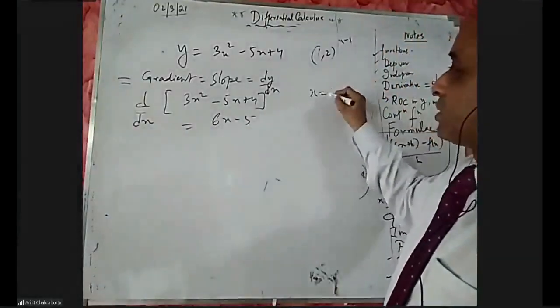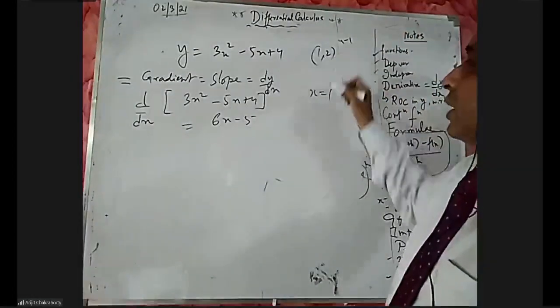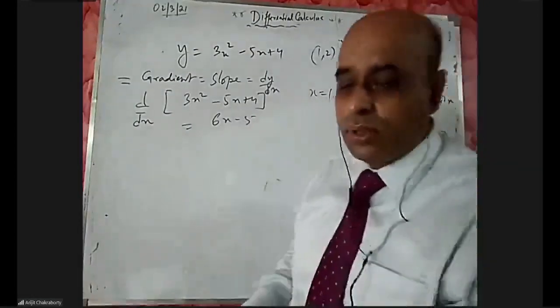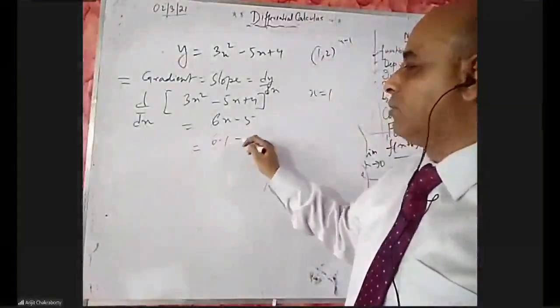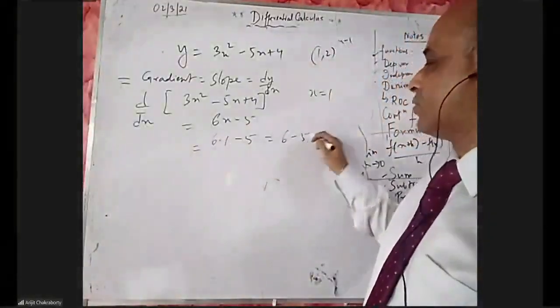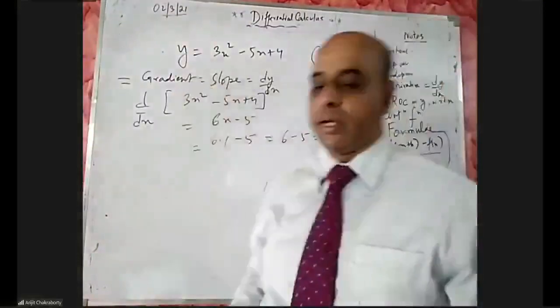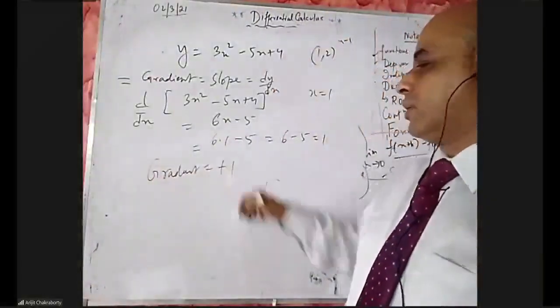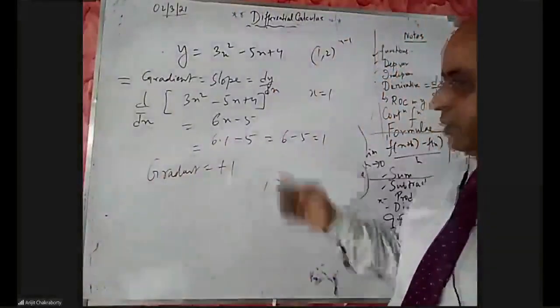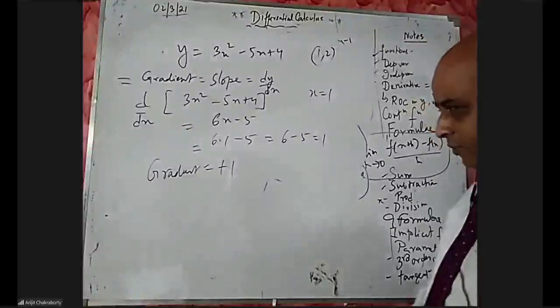That means where x is 1, right? X is 1. So I just put that x equal to 1. So 6 into 1 minus 5. 6 minus 5, that is 1. So the gradient is plus 1. Okay, this is basically the concept of gradient.